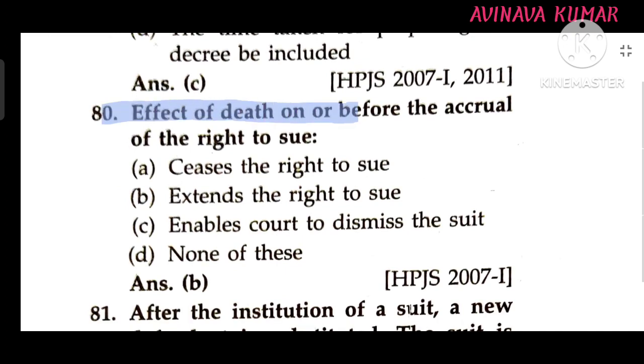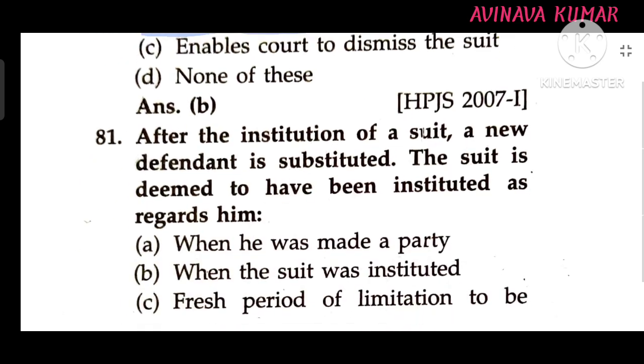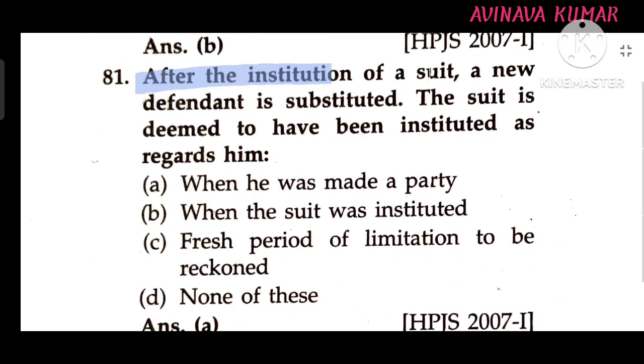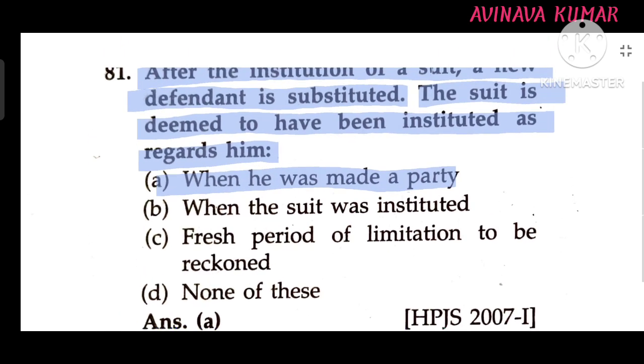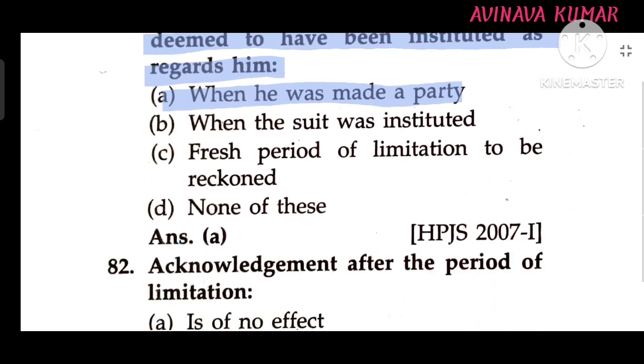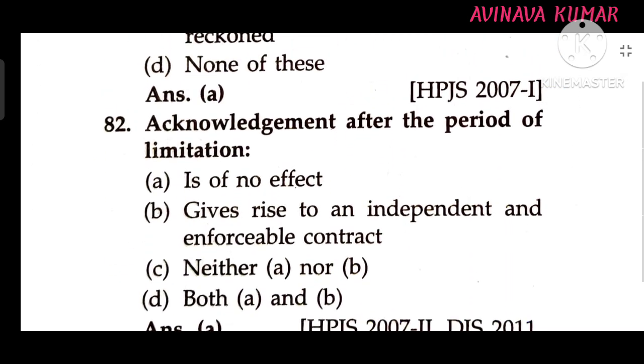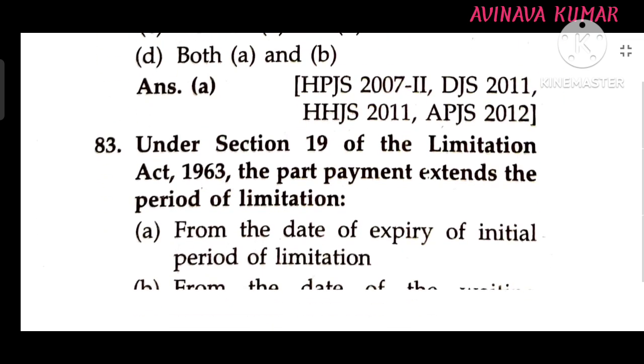Effect of the death on or before the accrual of the right to sue extends to the right to sue. After the institution of the suit, if a new defendant is substituted, the suit is deemed to have been instituted as regards him when he was made a party. Acknowledgement after the period of limitation is of no effect.